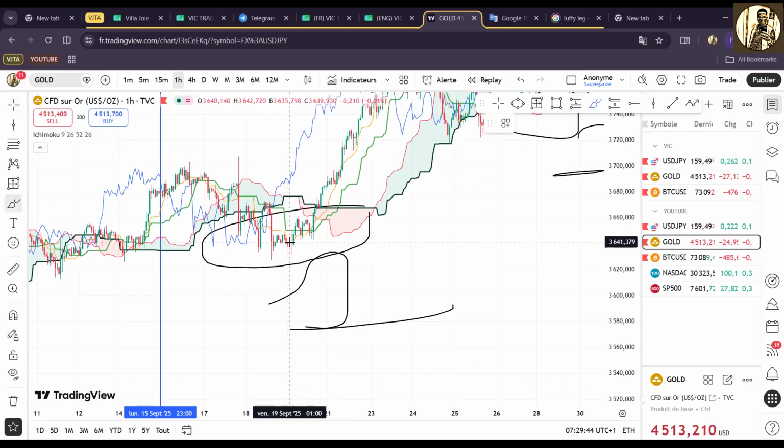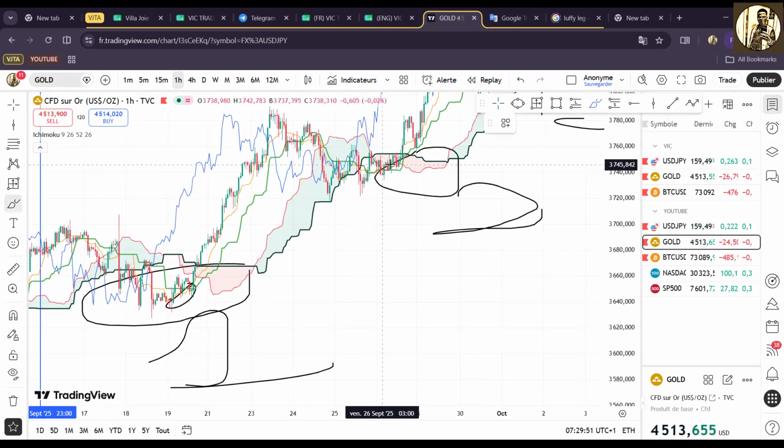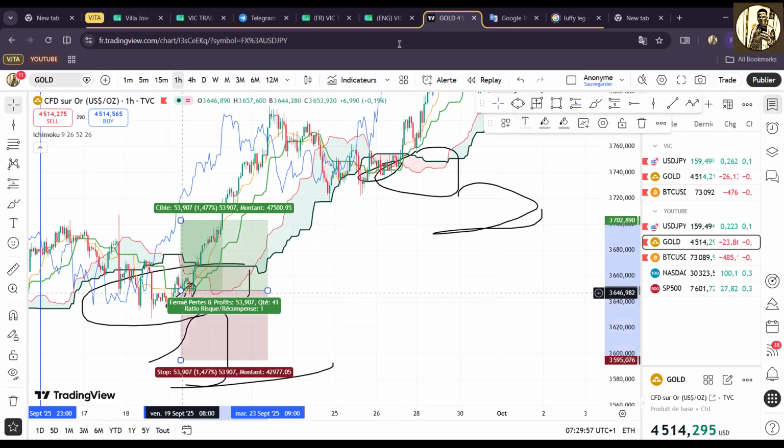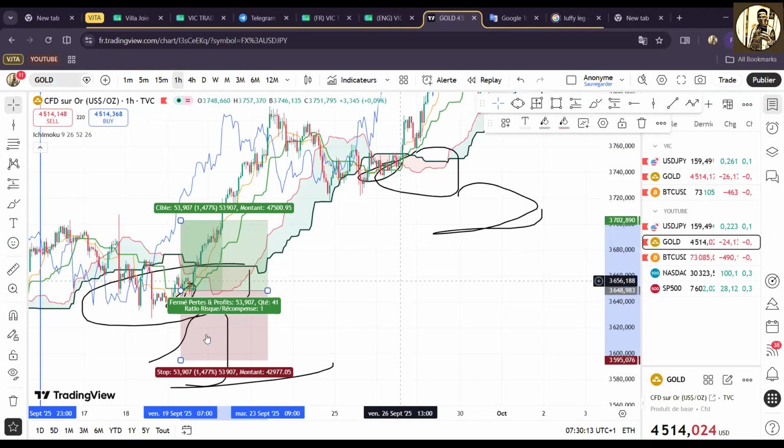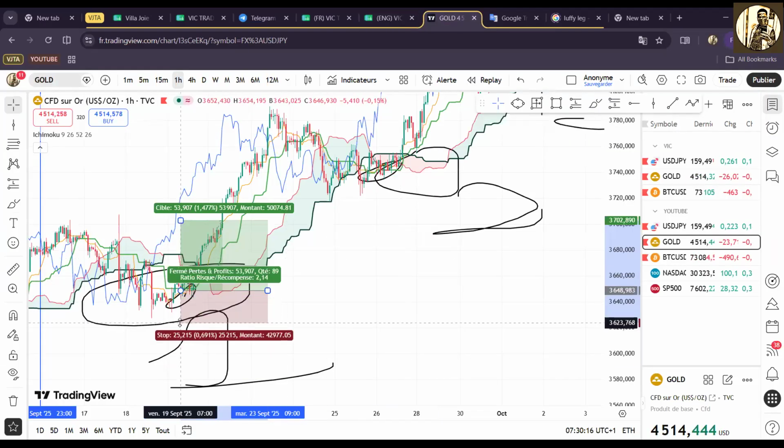You see, you go on 1 hour, you see the Tenkan inverted. You see this Tenkan inverted, and then you start buying this setup, right? That's why I write here entry, Tenkan inverted. The most important thing is that you understand what I mean.